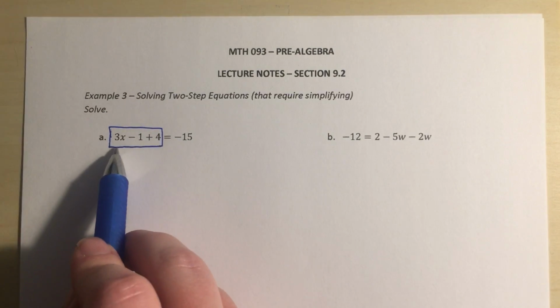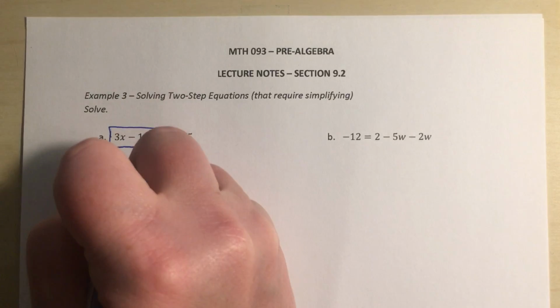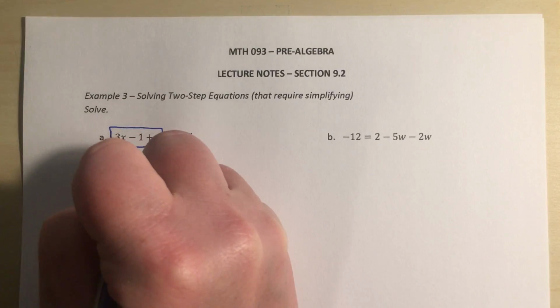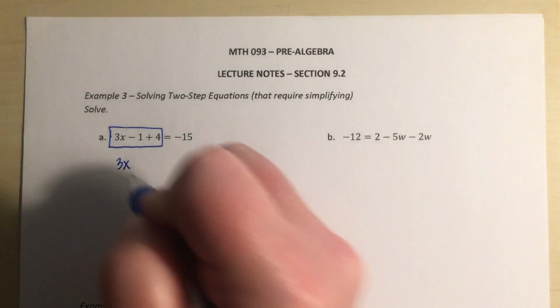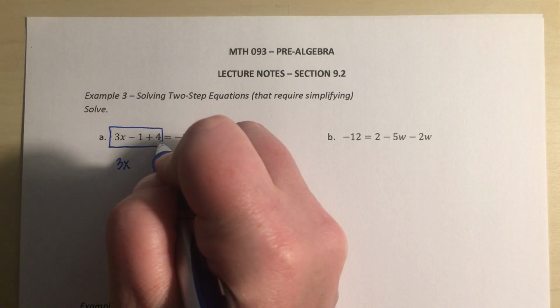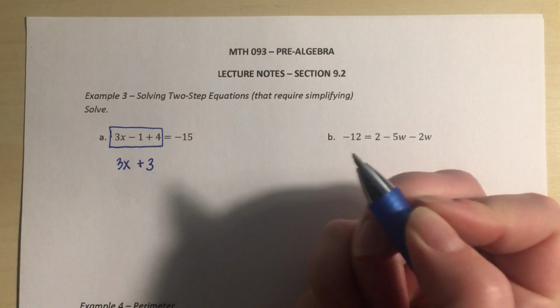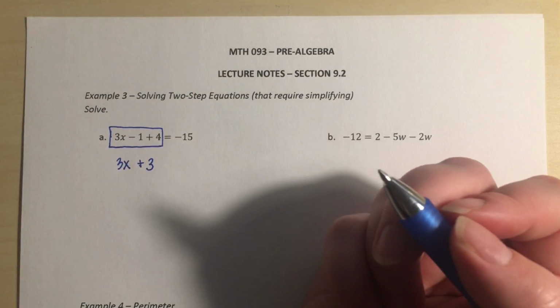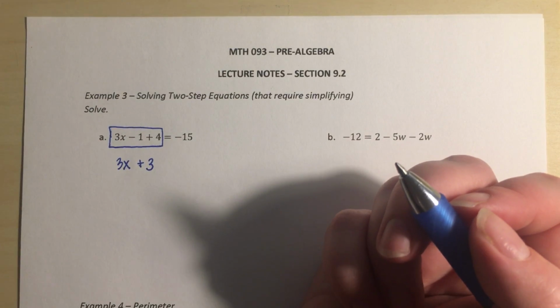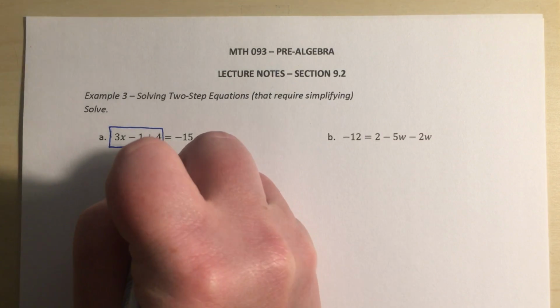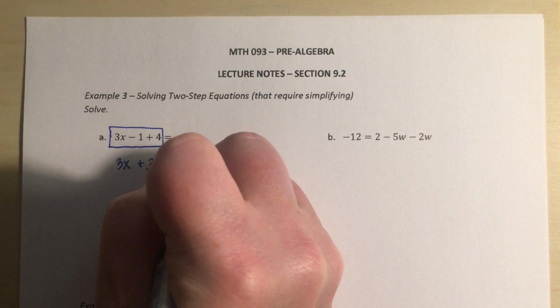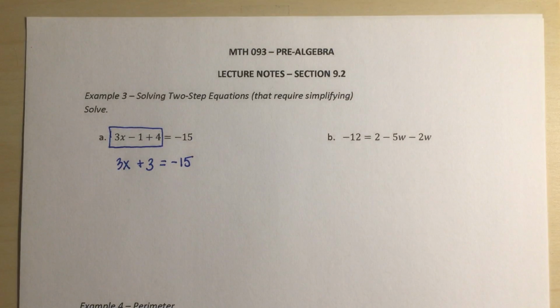This 3x is our only variable term, so that's going to stay as a 3x. This -1 and +4 we can combine to give us a +3. They're different signs, so we subtract them, and our larger number is positive, so we end up with a +3 as a result. We have just rewritten our equation as 3x plus 3 equals -15.